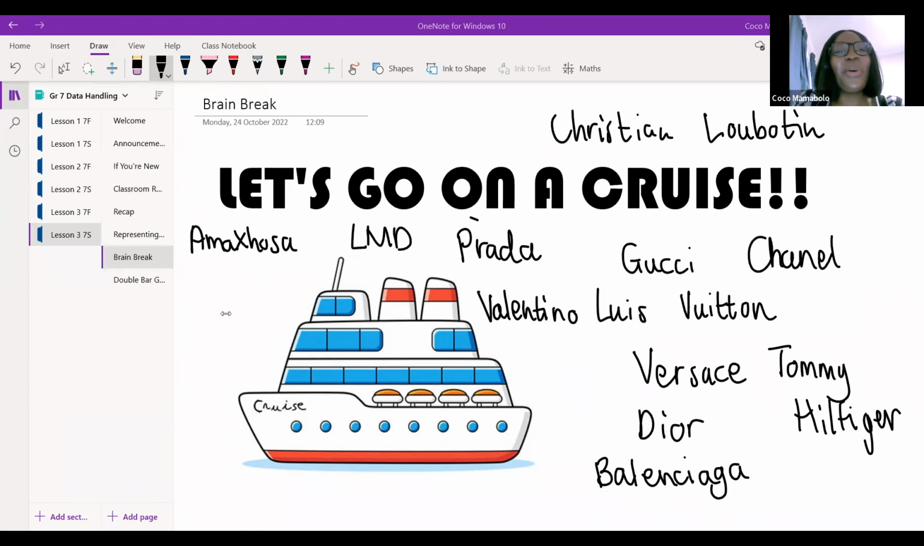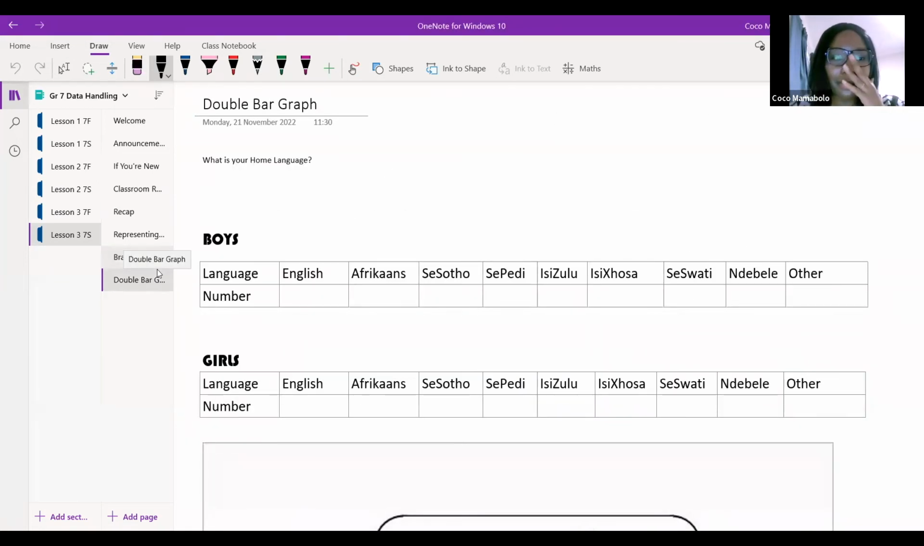All right, guys. So we're going to be learning about how to draw a double bar graph. We're going to be looking at a double bar graph. With a double bar graph, guys, it looks just like a normal bar graph, except we're doing two things at the same time so that we can compare two sets of data at a time. Okay, two sets of data.